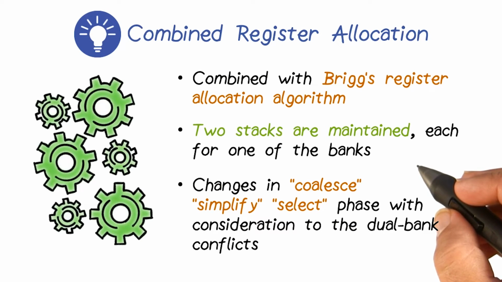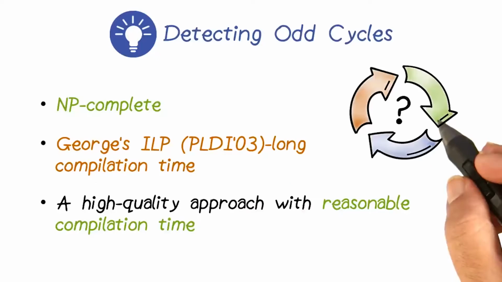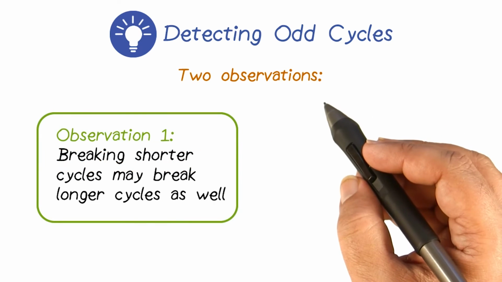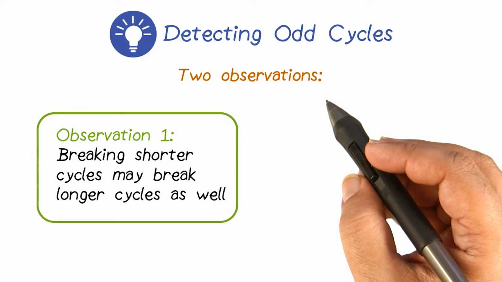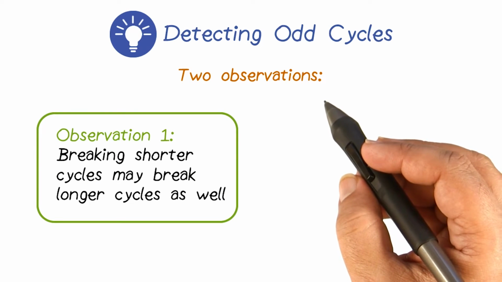Let us continue this discussion in terms of how to make the graph bipartite if it already isn't. So detecting odd cycles in the graph is an NP-complete problem. We want to be able to achieve a high-quality approach which has a reasonable compilation time, and so we cannot really go for an NP-complete type of a solution. So we are going to look at two interesting observations here which will allow us to develop this detection as well as breaking the odd cycles.